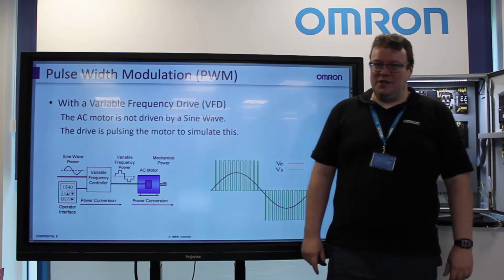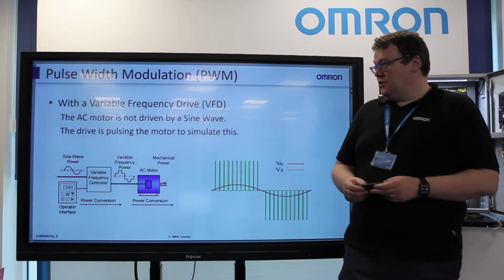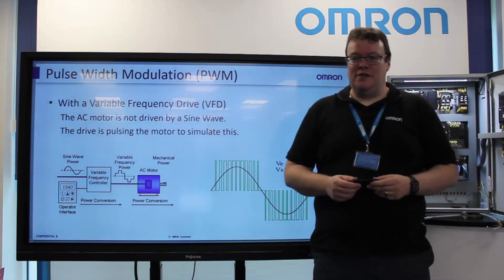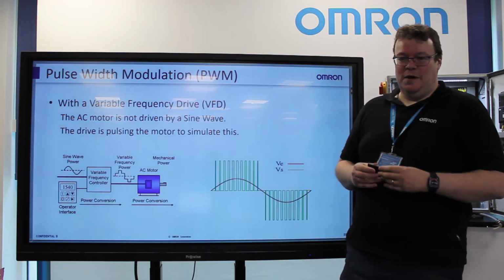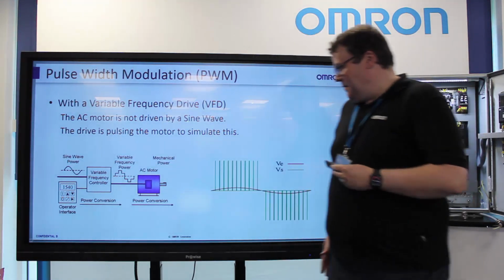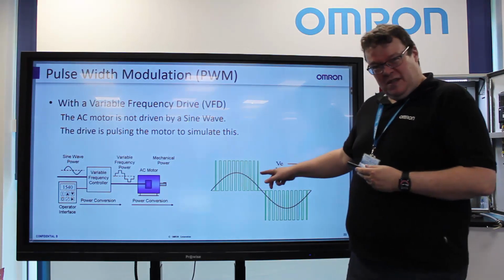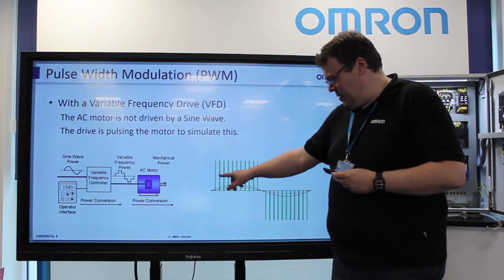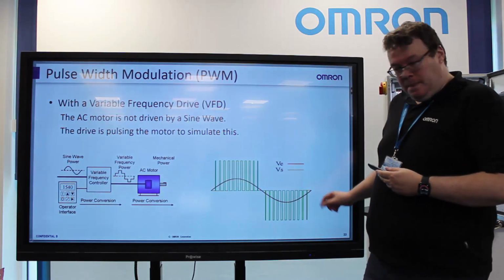Typically in most applications nowadays, a motor is driven by an inverter drive. In an inverter drive, the AC motor isn't actually being driven by a sine wave. To control the speed, the drive is actually pulsing the motor to simulate this. So essentially, AC comes into the variable frequency drive and it fires out a series of very fast pulses. We can vary these pulses both in the frequency and in the width to create this pseudo sine wave.